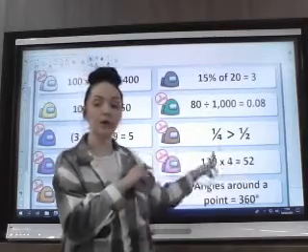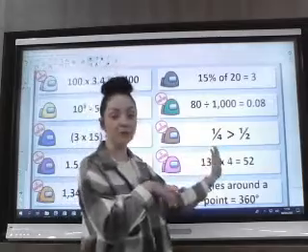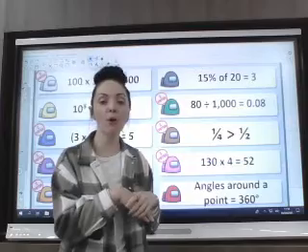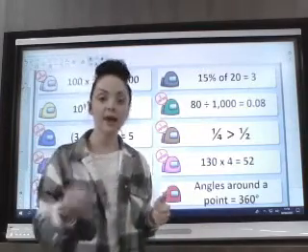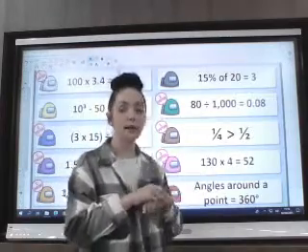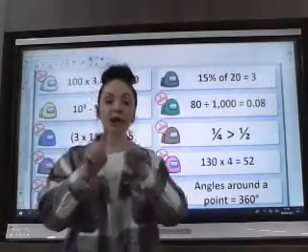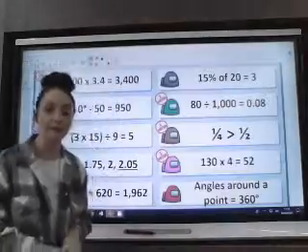130 times 4. For this one, you could use your known facts. So you could forget the 0 and think about what 13 times 4 is. If you're not sure what 13 times 4 is, you could think about what 12 times 4 is. Add a 4 on, that will give you 13 times 4. Just don't forget to add that 0 back on. And then your last one says angles around a point equal 360 degrees.